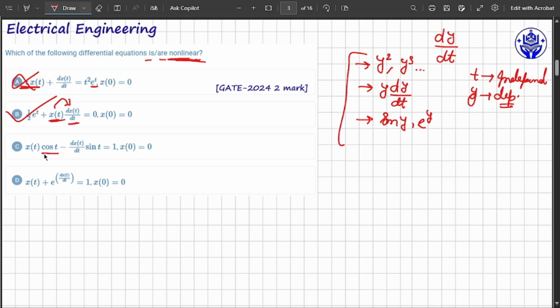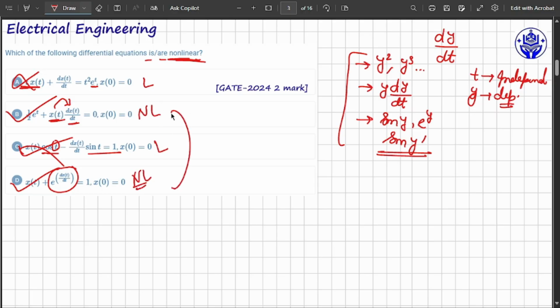Here, cos of t is a non-linear function, but it is a function of t, so of course it is linear. Then yes, of course it is a linear differential equation. But again, here it is e to the power of, again the derivative portion will come. If the derivative portion is coming in any kind of non-linear function, then it will be non-linear. So it will be linear, this will be non-linear, linear, and non-linear. So both of these are the correct options for this case.